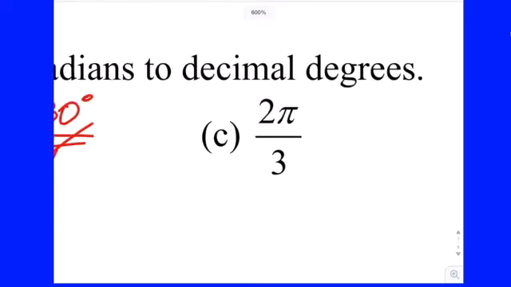All right, 2π/3. Ugh. I'm thinking of those guys again. Turds. Cutting down Joshua trees. All right, go ahead and convert this one on your own. I'm not even going to show the work because I know y'all know how to do it.